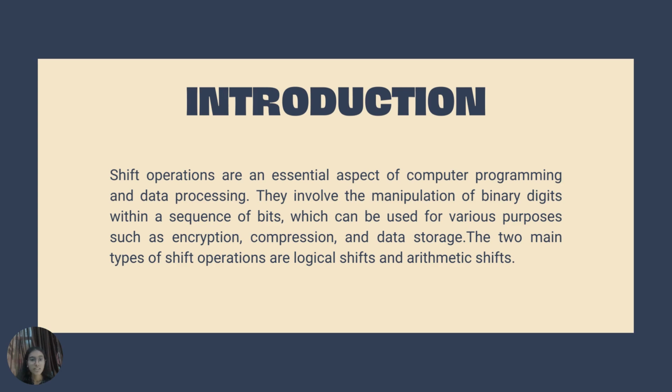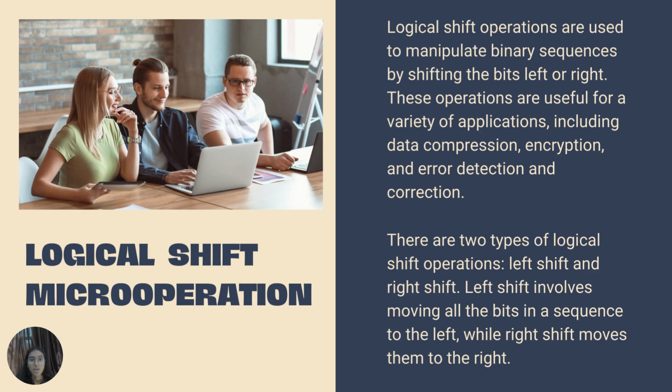Now let us see what is logical shift. Logical shift operations are used to manipulate binary sequences by shifting the bits left or right. These operations are useful for a variety of applications including data compression, encryption, and error detection. There are two types of logical shift, left shift and right shift. When we move bits towards the left side, it is called left shift, and when we move bits toward the right side, it is called right shift. Let us see an example of it.